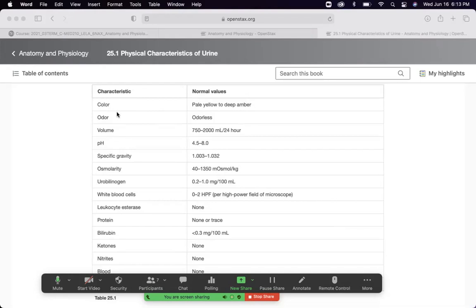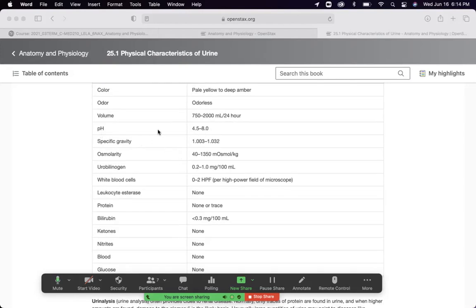And of course, the color, it should be clear. If it's cloudy, most likely your patient has hyperlipidemia, meaning they have way too much fat. And if you have way too much fat in your blood, what's going to end up in your urine and in your feces? Of course, fat, because it'll be considered a waste product. The volume is variable. It could be as small as half a liter to almost 2.5 liters in a 24-hour period.